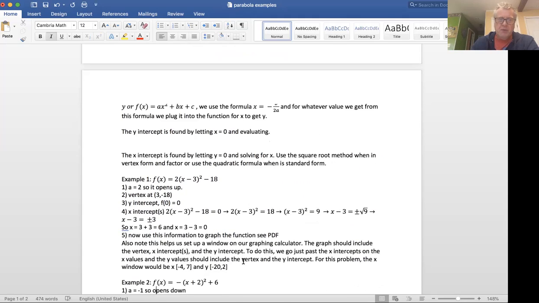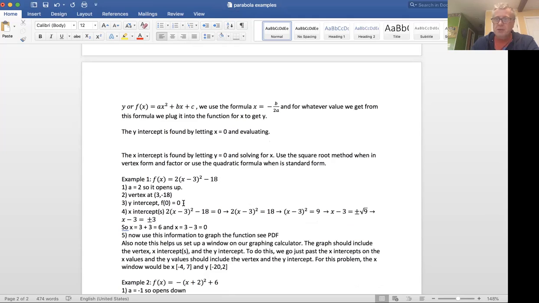I plug 0 in for x. I get 0 out, so that's my y-intercept. Now let's see if we have some x-intercepts. So I set the function equal to 0. I add 18 to both sides, divide by 2, and get the quantity x minus 3 squared equals 9. Now, when your function is in vertex form, you should use the square root method. It's the most efficient way to go about it. So we take plus and minus the square root of both sides.